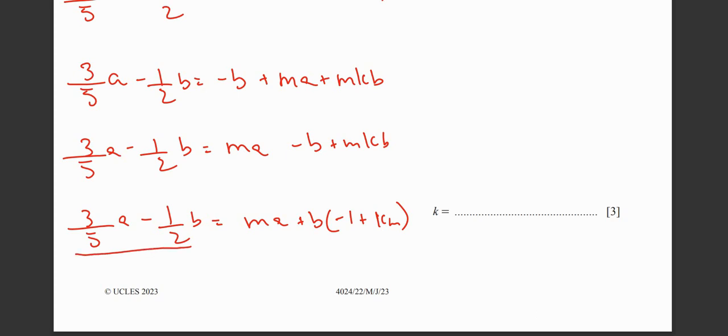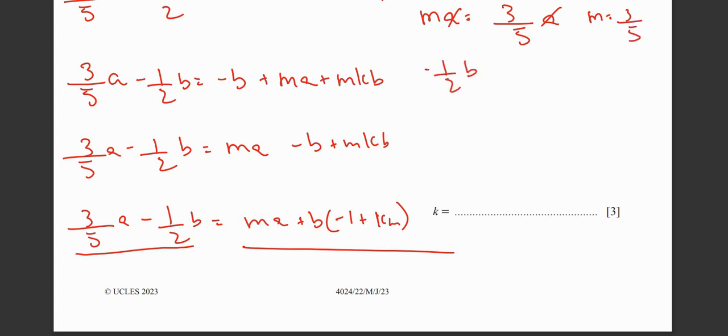So look, these two values and these two values are equal. So MA is actually equal to 3 upon 5 A. A cancels, M is equal to 3 upon 5. Secondly, we have negative 1 upon 2 B. That's equal to B bracket negative 1 plus KM. B cancels. So this turns out to be negative 1 upon 2 is equal to negative 1 plus KM.